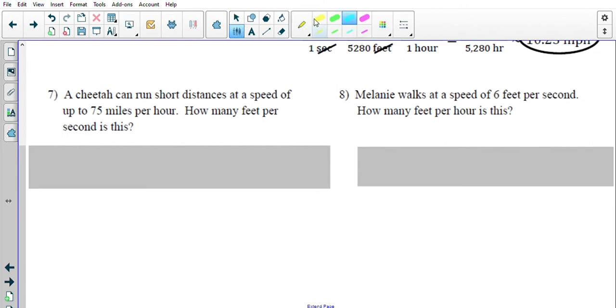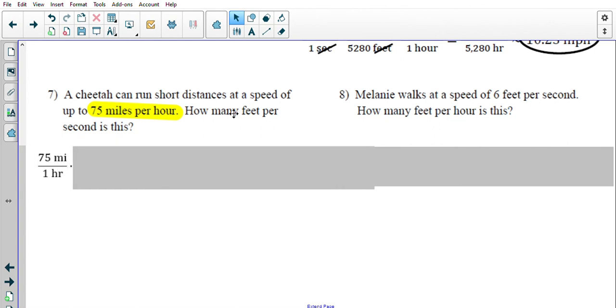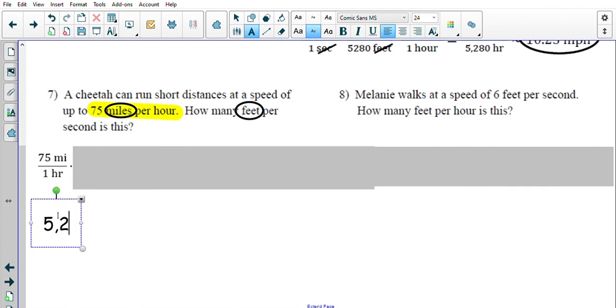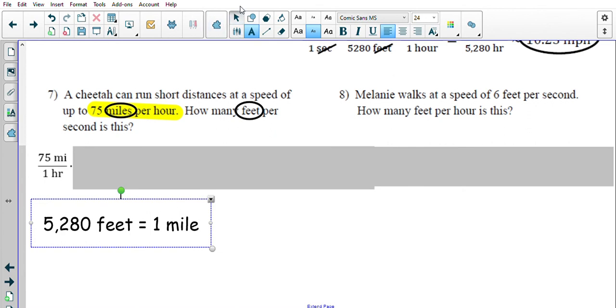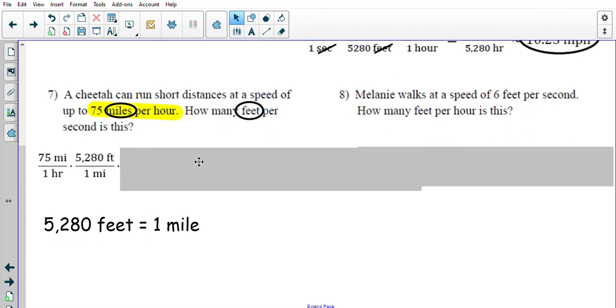So we want to start off, we are given 75 miles per hour. Write that as a fraction. We know we want to convert, let me go ahead and circle these here, miles to feet. So we need a conversion between miles and feet. Well, there are 5,280 feet in 1 mile. We need miles to be on the bottom. So 5,280 feet on the top, 1 mile on the bottom.